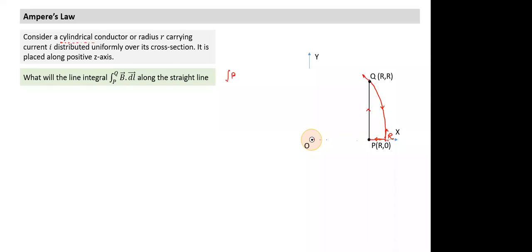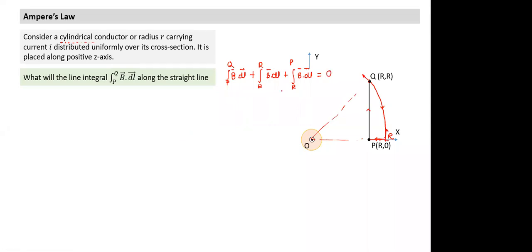It is the integral from P to Q of B dot dl, plus B dot dl from Q to R, which is along the circular path, plus B dot dl from R to P. And what will the right side be equal to in this case, Bhagishri? 0. The net charge enclosed is 0. This whole thing is equal to 0.